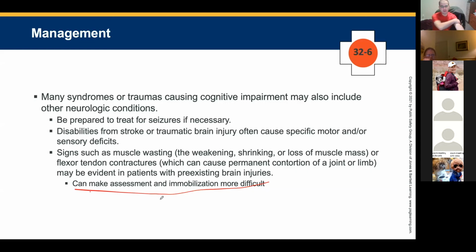And Dean, were you going to say something? I said you're going to have a hard time trying to splint them. Oh, 100%. If they're contracted and they've got a broken bone, yeah, major issues with splinting.